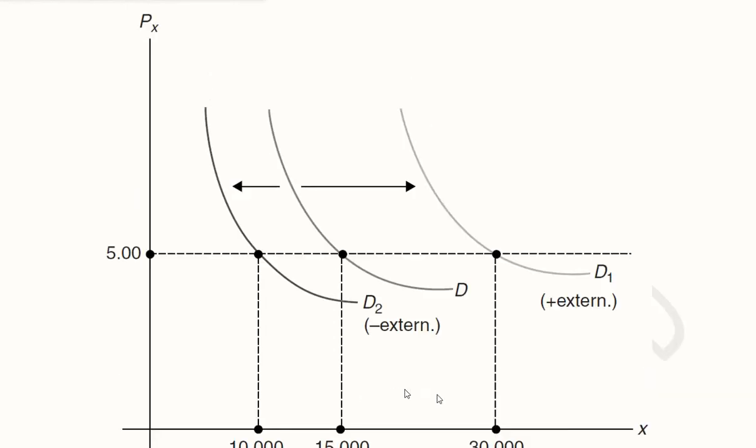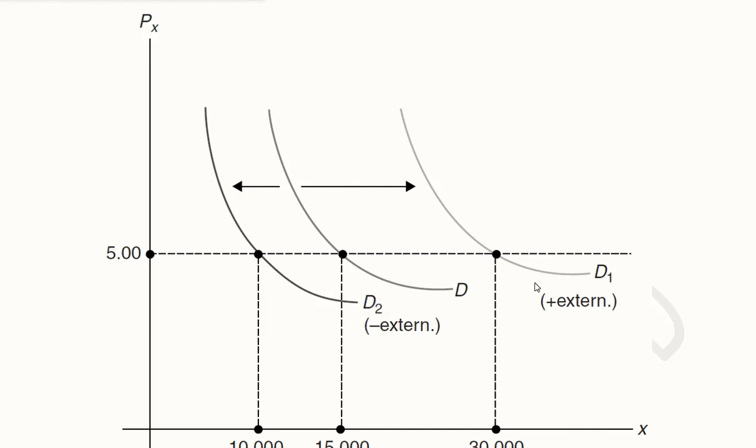And here you can see that good X, its quantity is plotted on the X axis and its price is plotted on the Y axis. This is the price that is given, that is $5. So this price is having this dotted line, and this is the demand curve without any externality, and it is represented by D. And this is the demand curve D1, which is with the positive externality, and this is the demand curve with the negative externality.